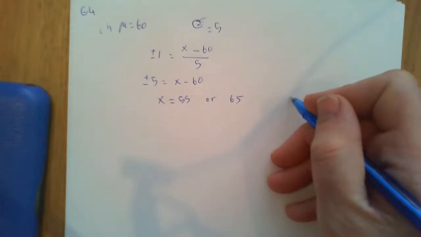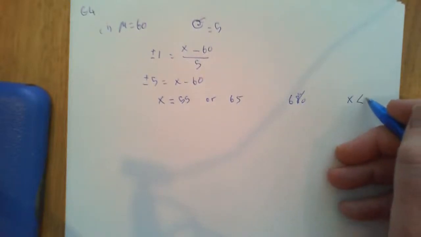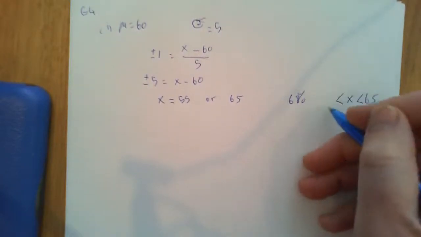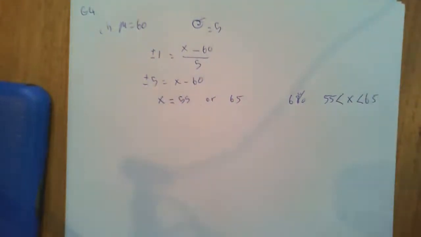So my range of values for 68%, where is it here? Yeah, 68% is going to lie within a range where X is less than 65 but greater than 55. Okay, so that's that one done.